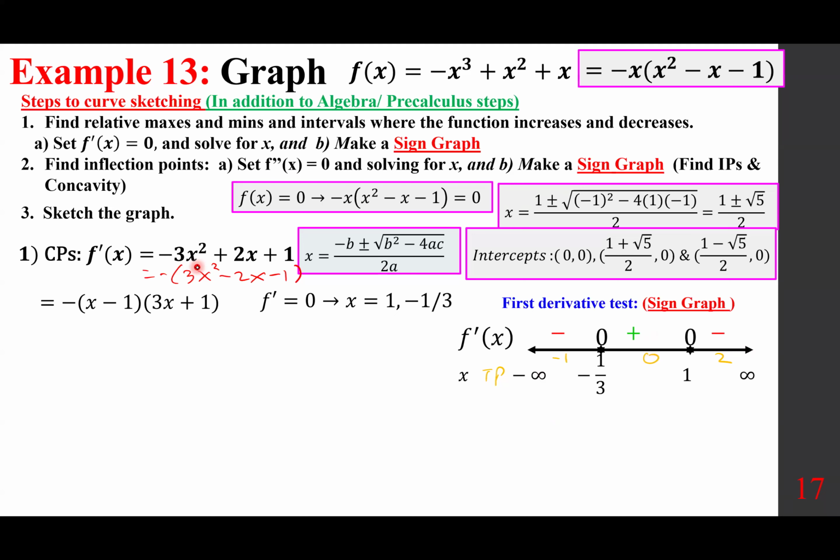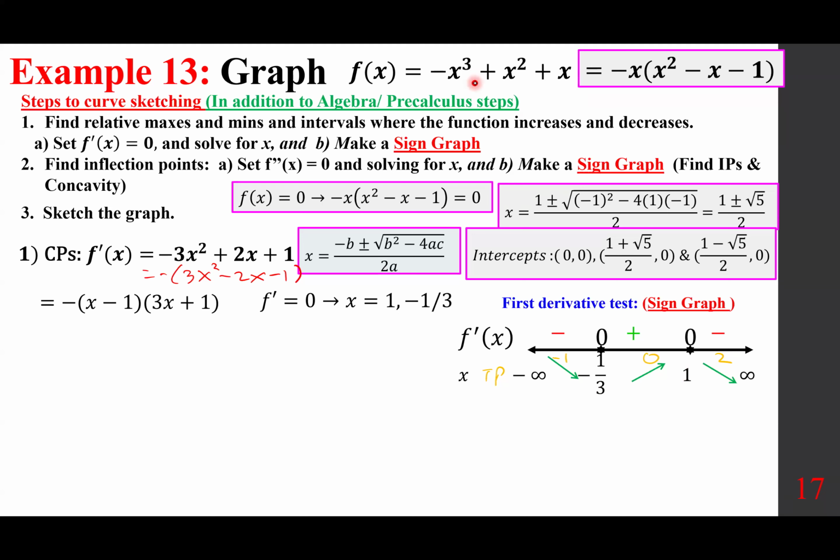So I'm going to throw in the arrows. Down arrow means negative, decreasing. Up arrow means positive, increasing. So as it changes from decreasing to increasing, this point, x equals -1/3, is the location of a local min. You have to put it back into the original equation to find the y-coordinate. 1 is the location of a local max. You have to put it into the original one to find the local max.